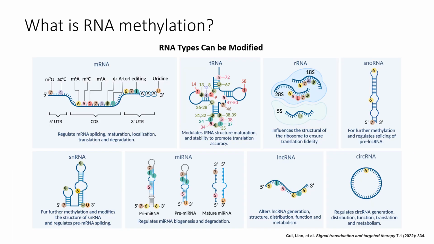These modifications are not limited to mRNA. RNA methylation can also occur in tRNA, rRNA, snRNA, snoRNA, microRNA, and even viral RNA, affecting a broad spectrum of RNA types across biological systems.